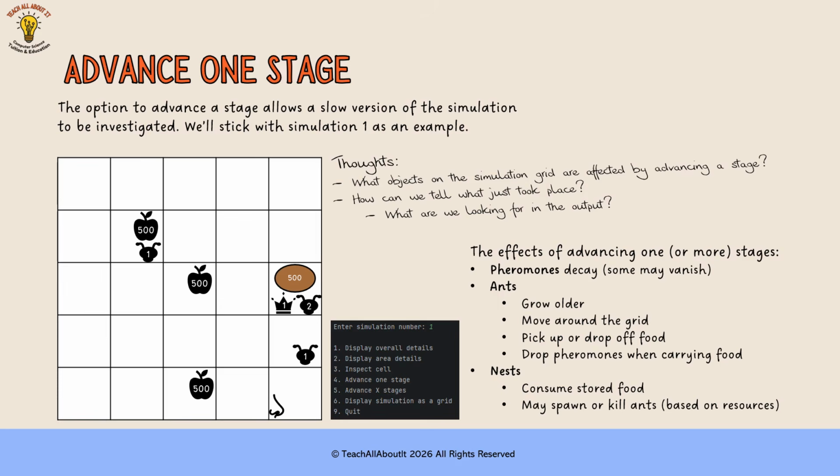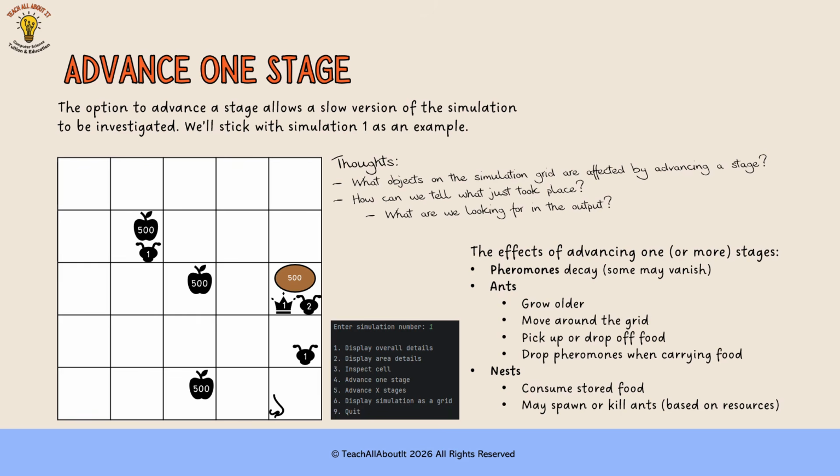In the live skeleton code, we have this method called advanced stage. Now this is actually an overloaded method because it's used in multiple classes. The idea of being able to advance a stage allows us to watch a version of the simulation and see what happens to the variables each time we move forward.